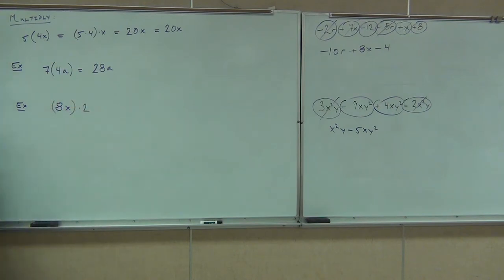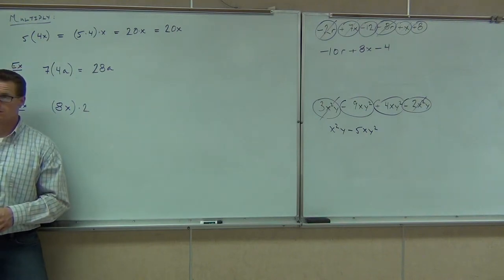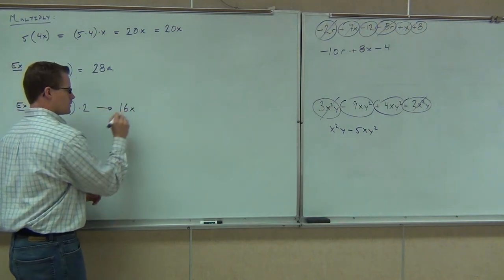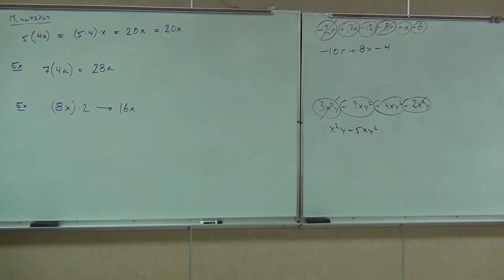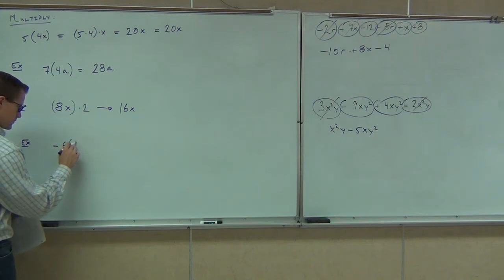Does it matter the order in which you multiply? No. So if I take 8x times 2, how much is 8x times 2 going to be? 16. Perfect. Do you suppose it works with negatives as well? Yes.